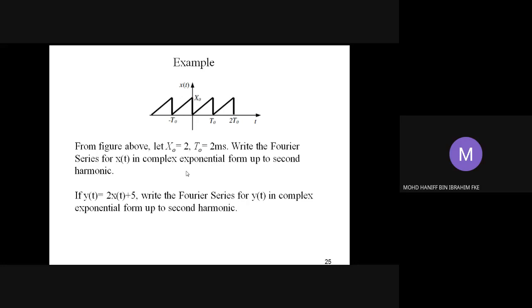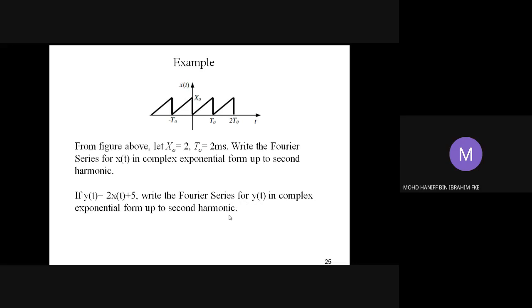And afterwards, we are given that there is a transformation of xt in which the new function yt equals 2xt plus 5. There is a new function yt in which yt and xt are interrelated by these equations, where yt equals 2xt plus 5, where the shifting constant is 5 and the scaling constant is 2. Based on this information, we need to write the Fourier series for yt in complex exponential form up to second harmonics. Hopefully you understand this question.